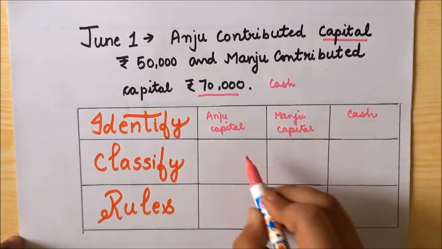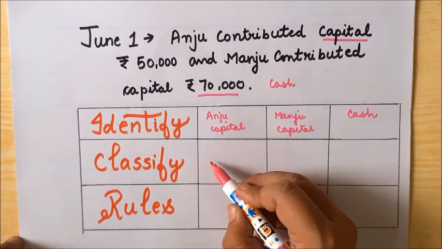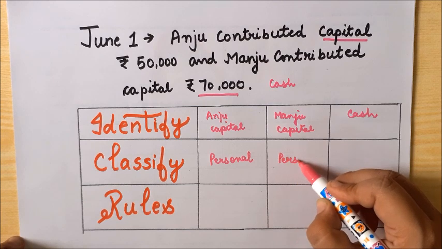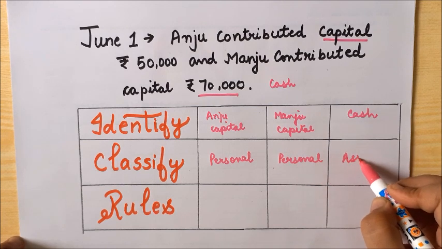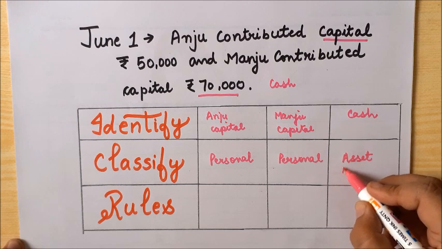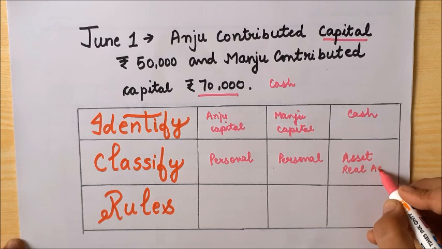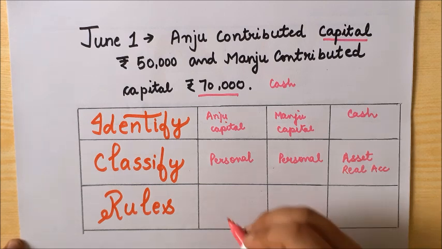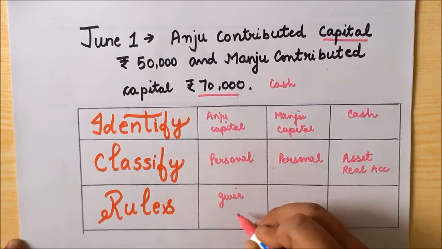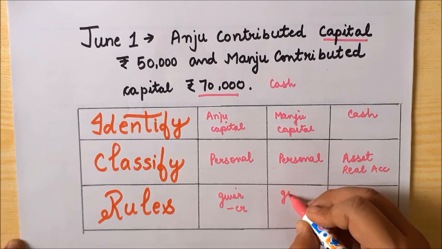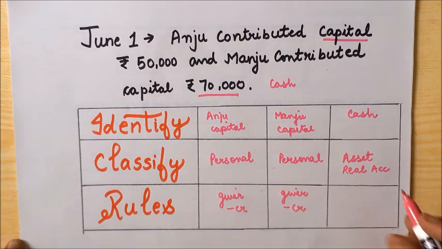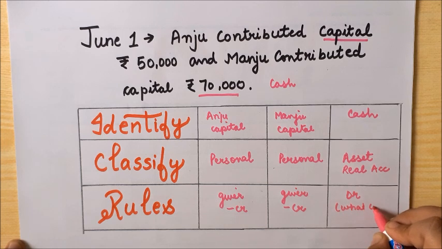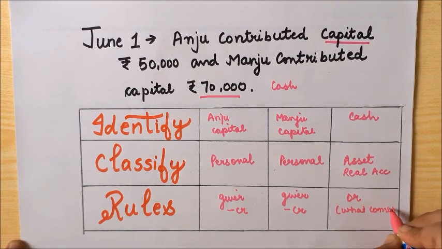You need to classify this. Anju is a person, so it will come under personal account. Manju is a person, so it will come under personal account. And cash is an asset of the business, so it will come under real account. The next step is to apply the rules. The rule of personal account says debit the receiver and credit the giver. Since Anju is the giver, we will credit. Manju is the giver, we will credit. The rule of real account says debit what comes in and credit what goes out. So we will debit the cash since it is coming into the business.